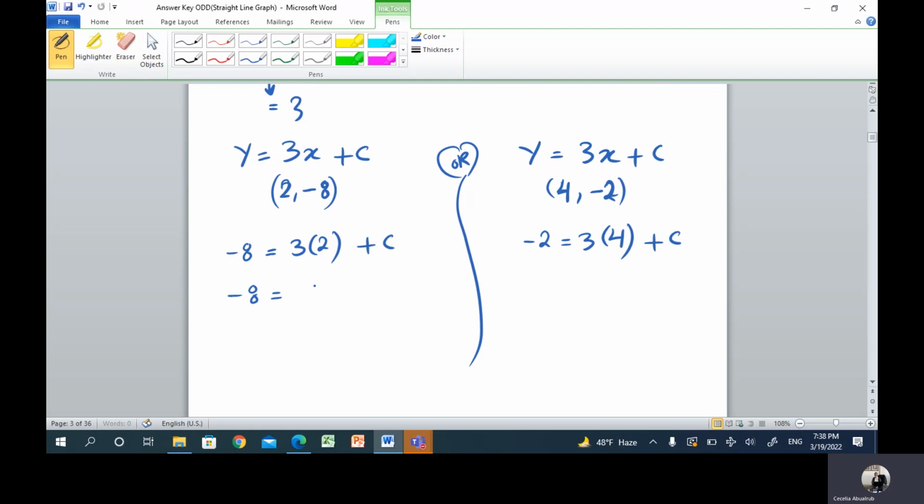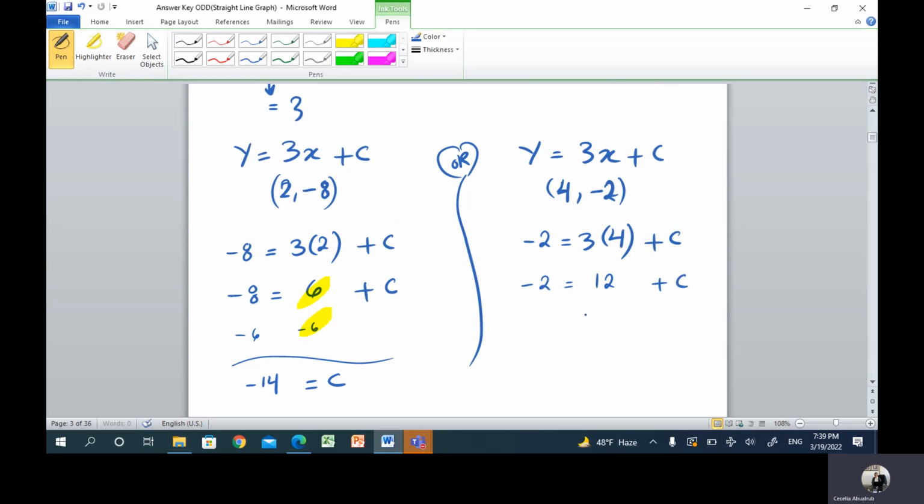-8 equals 6 plus c, and apply opposite operations. So -6 here and -6 here. It will be -8 minus 6, which is -14, equal to c, because 6 and 6 are going to cancel each other. And here it will be -2, 3 times 4 is 12 plus c.